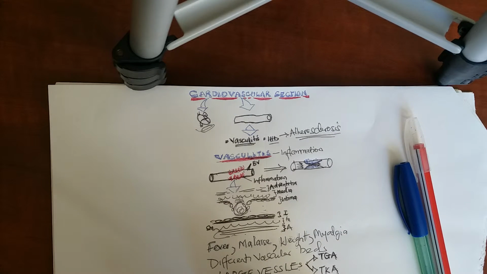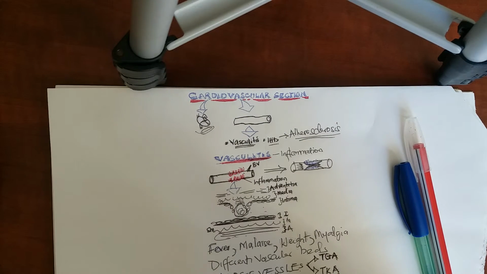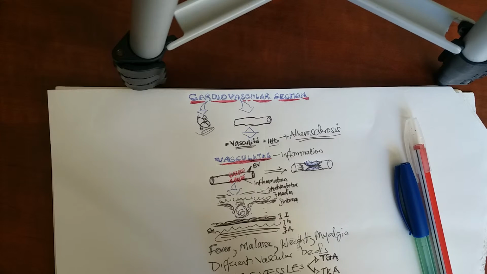Then finally you have your small vessel vasculitis, and under your small vessel vasculitis, you have groups of different vascular pathologies that can arise from this. You have your microscopic polyangiitis. You have your Churg-Strauss.